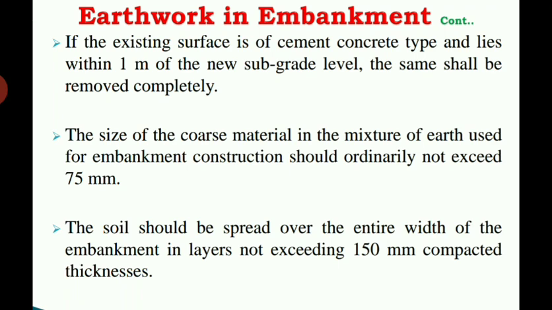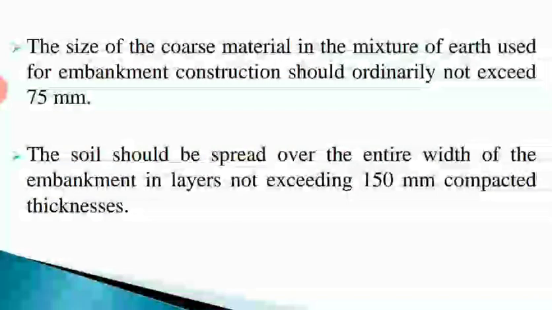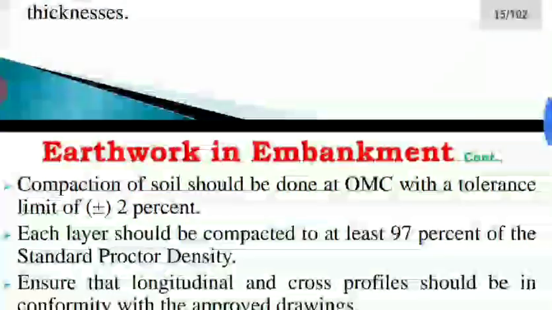And then the soil should be spread over the entire depth of the embankment in layers not exceeding 150 mm compacted thickness. So whatever material we are going to use in the construction of an embankment should be spread over the entire width. Here we are going to decide the width of the embankment also, but that embankment layer should not exceed 150 mm, right? So after certain compaction, it should not exceed this 150 mm thickness.